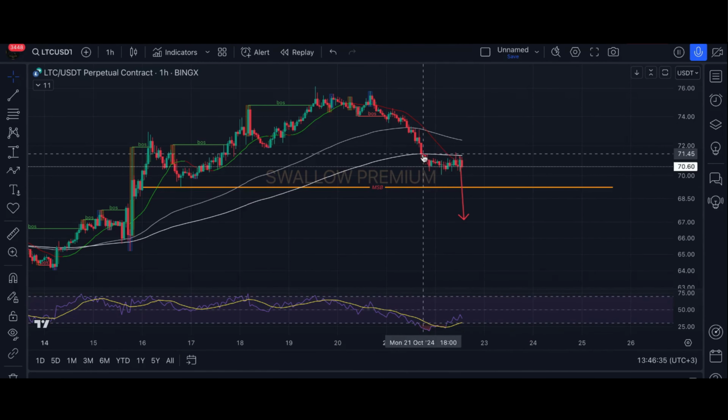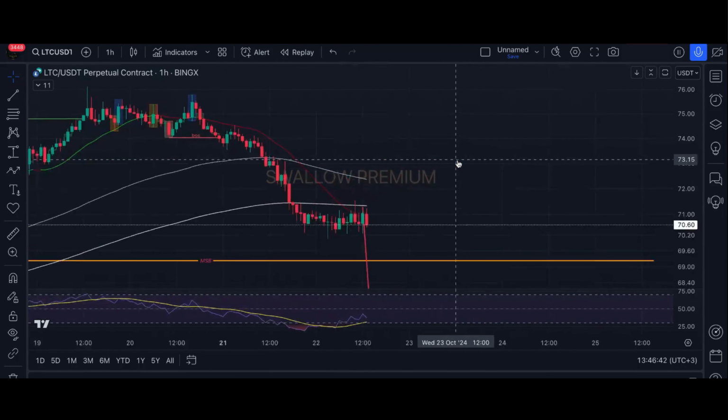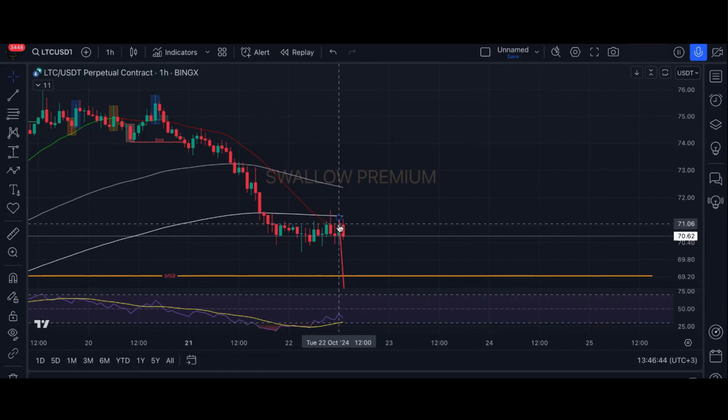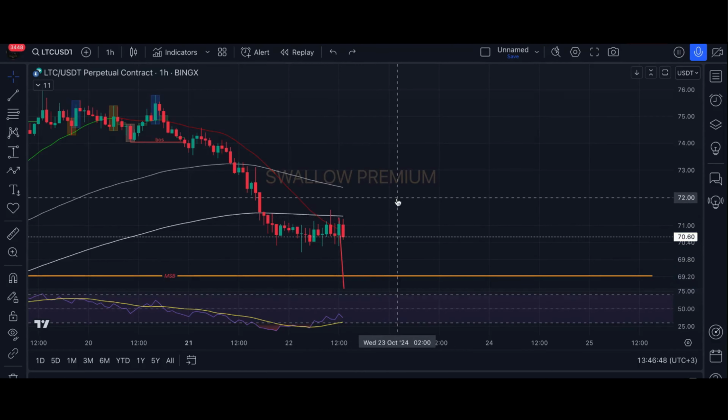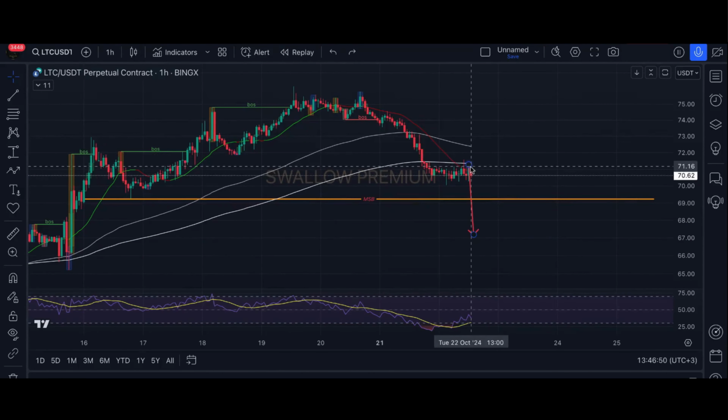So after securing this 200 EMA, we see that pressure is still on. We had a smaller retest, even a couple of retests, or was it? No, okay, one retest so far. And after this retest, we see pressure is still on.